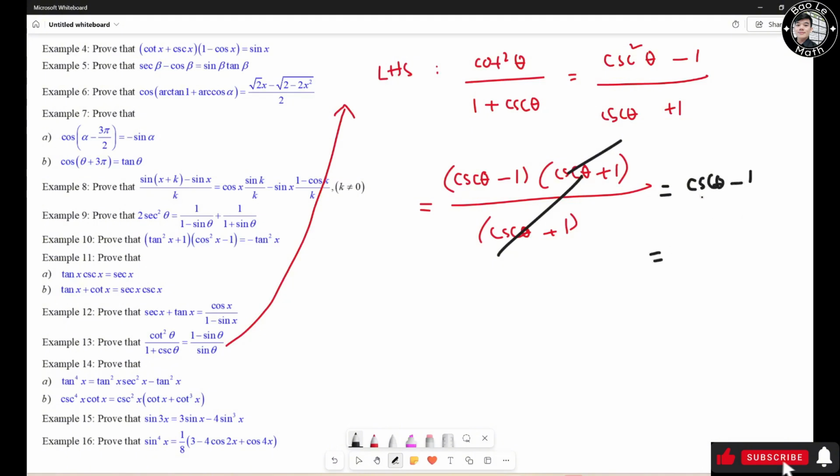But cosecant is going to be 1 over sine, right? So 1 over sine theta minus 1, right? So 1 right here, I can rewrite this one as sine theta over sine theta, right? So I just combine them. It's going to be 1 minus sine theta over sine theta, right? So this one has been proved.